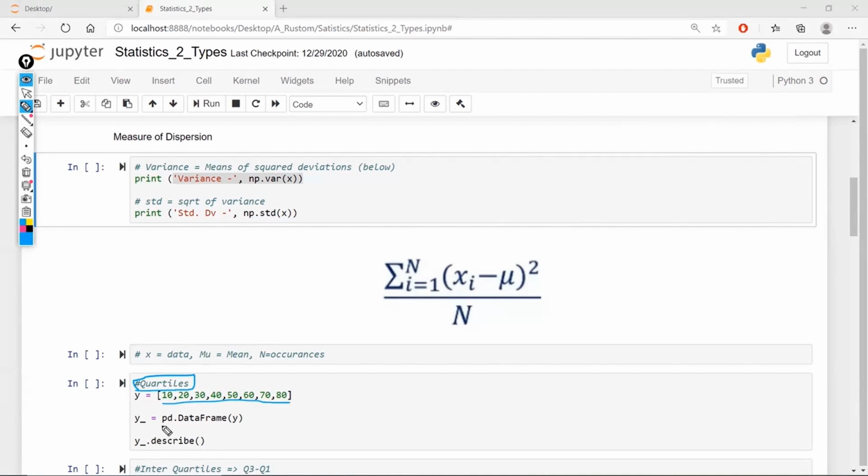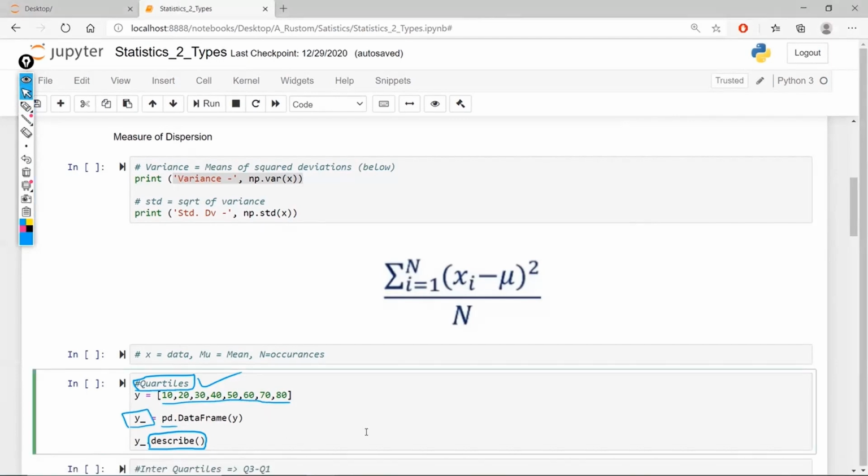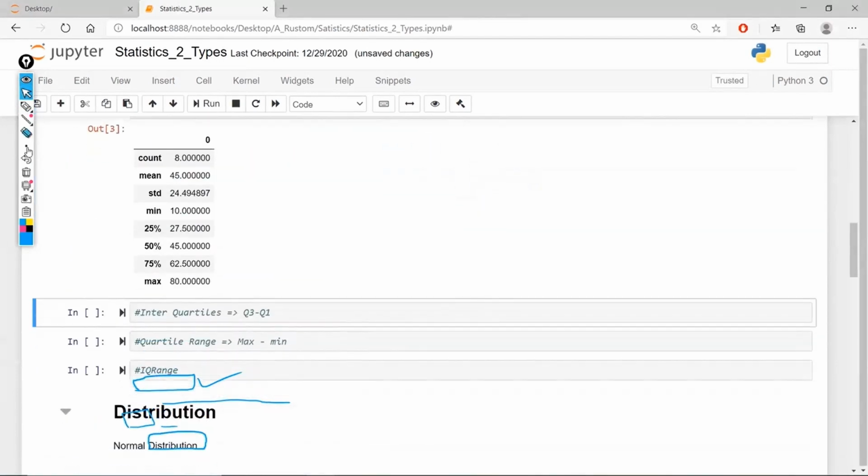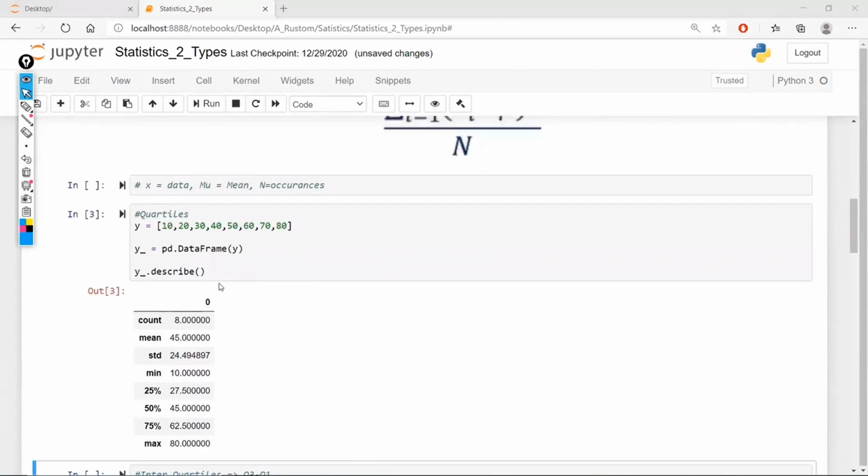I'm using pandas and trying to convert that into a data frame. And what I'm doing here is calling dot describe. I'm using this dot describe method to understand the quartiles. All right. So I can say dot describe, and this is going to give me the quartiles and different stats, right?